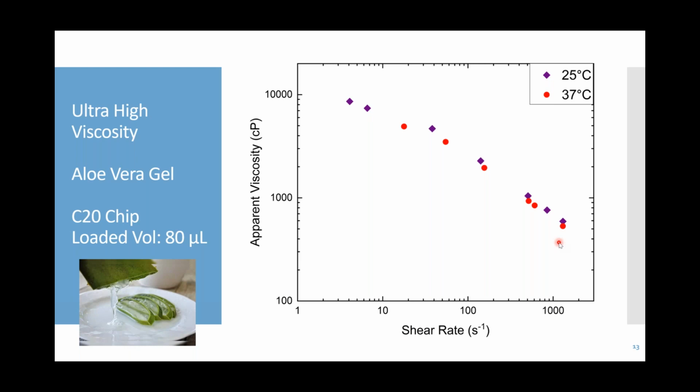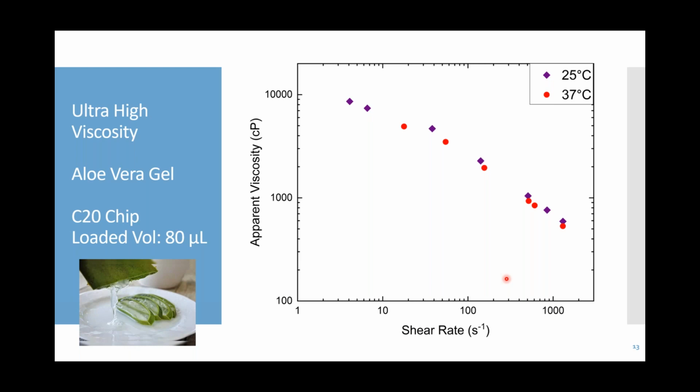For aloe vera gel, for example, the viscosity at the shear rate of 3 inverse second is about 9,000 centipoise. However, when the shear rate increases to about 1,000 inverse second, the viscosity decreases to about 300 centipoise. So in practical terms, such high viscosity fluid with shear thinning behavior becomes easier to handle and process when subjected to shear forces.